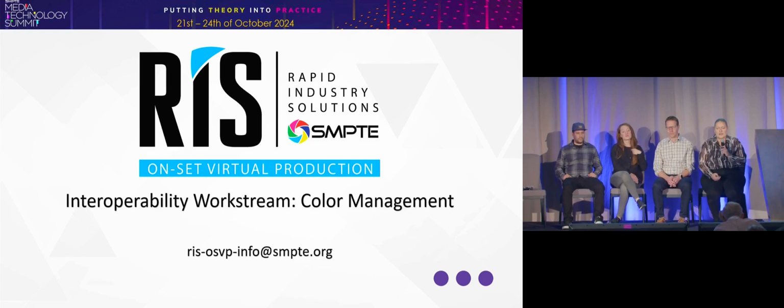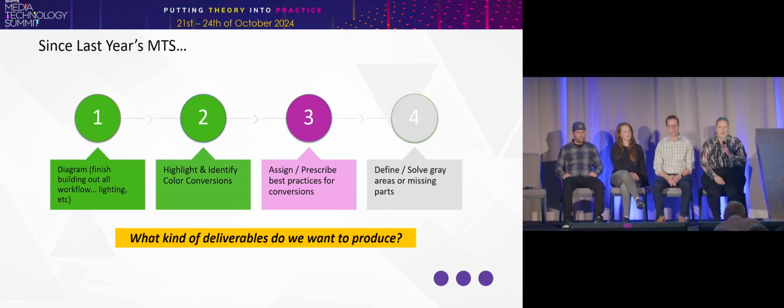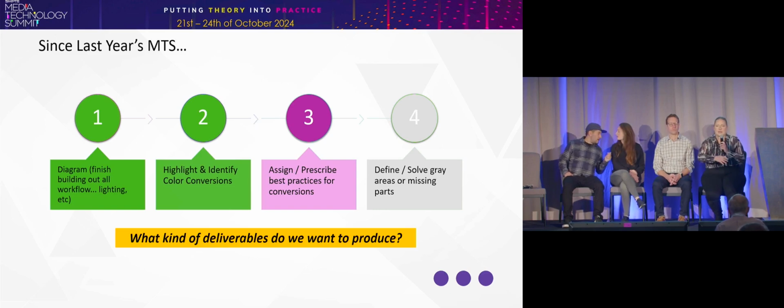So jumping into the color management side of things, our working group started spawning off around this time last year, is where we really kicked off our initiatives. So we presented at last year's MTS to describe our big major goals. We started with just trying to define the problems, what it is that we wanted to achieve. And where we got to last year was starting to highlight and identify color conversions that are happening in color workflows for on-set virtual production. And where we're starting to look towards next was assigning or prescribing some best practices for those conversions.